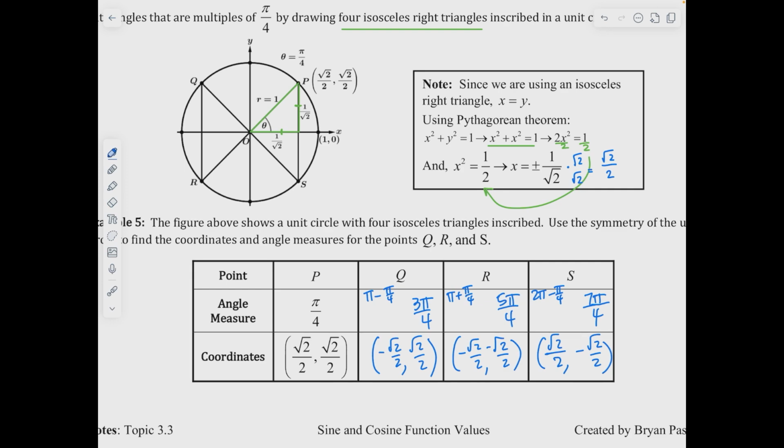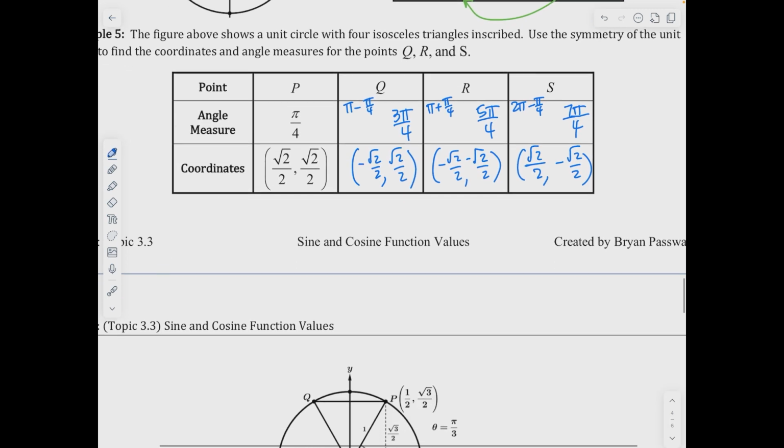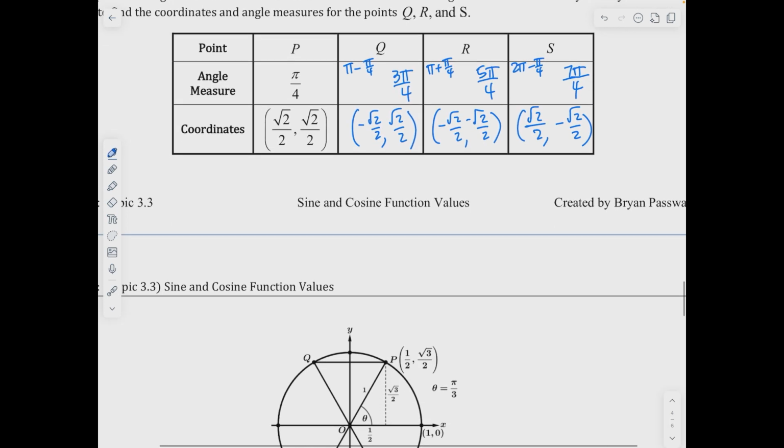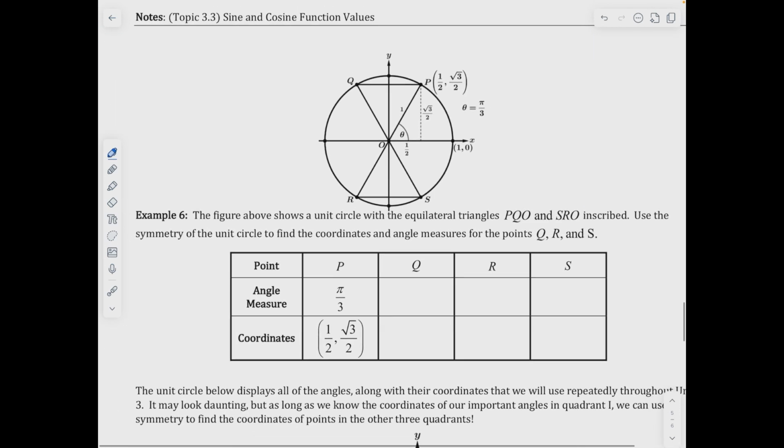Okay, so what you should notice here is this. All of my pi over 4s, whether it's sine or cosine, they're all root 2 over 2. The only difference is, is it positive or is it negative? And that depends on which quadrant it's in. So the pi over 4s are nice because you know the answer is root 2 over 2 or negative root 2 over 2. Okay, the very last one.